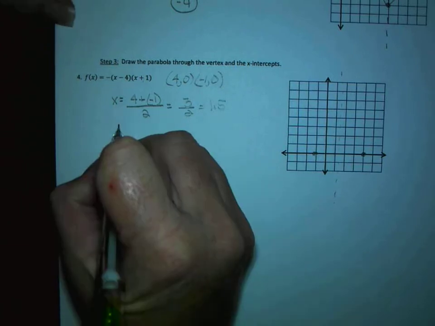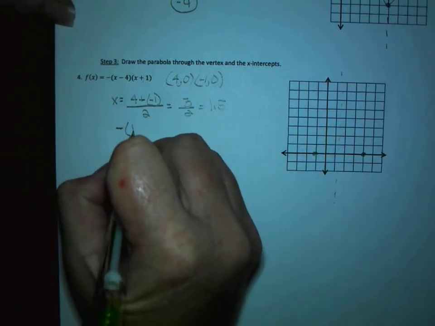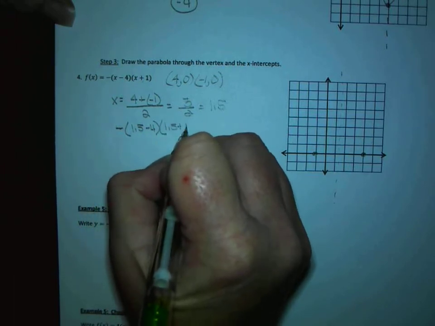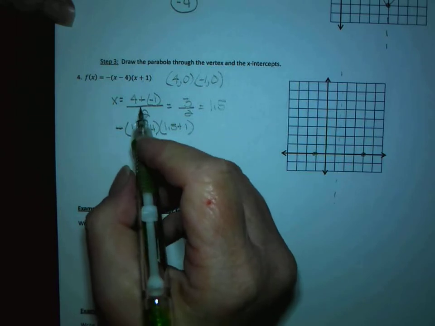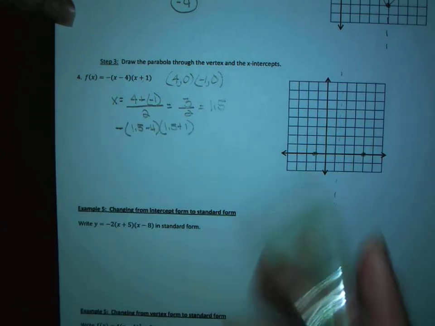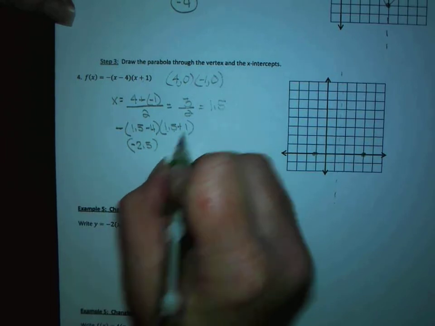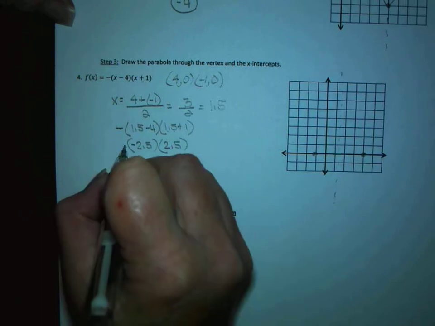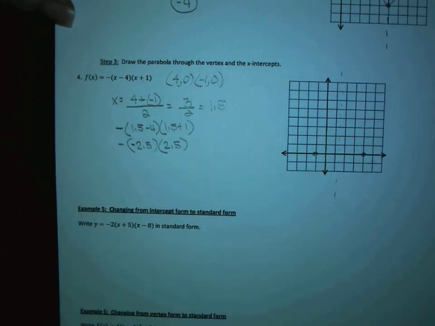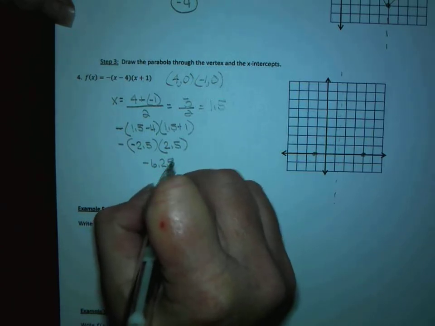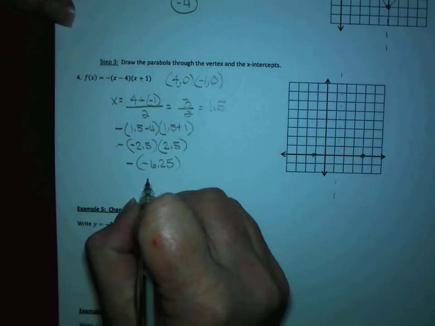So you're going to do the negative of 1.5 minus 4 times 1.5 plus 1. Okay, and you're going to get 1.5 minus 4 is going to be negative 2.5. And 1.5 plus 1 is positive 2.5. Remember that negative out front. So negative 2.5 times positive 2.5 is going to be, oh, I added, not multiplied, is going to be negative 6.25. But remember, you have this negative out front, so 6.25.